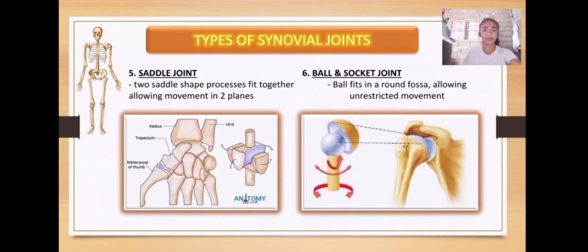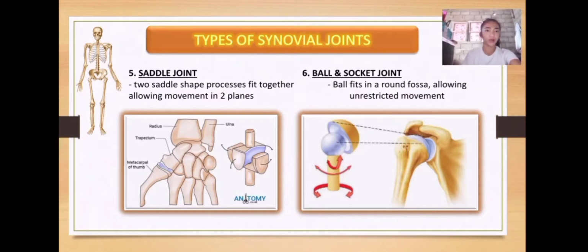Next is saddle joint. Two saddle-shaped processes fit together, allowing movement in two planes. Saddle joint with a concave and convex surface provides biaxial movement, similar to an ellipsoid joint. It is present in the carpometacarpal joint of the thumb.